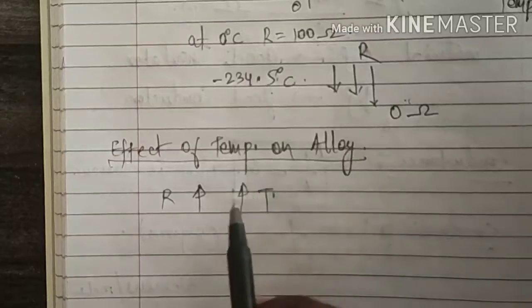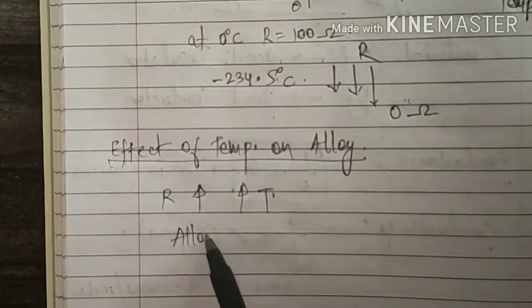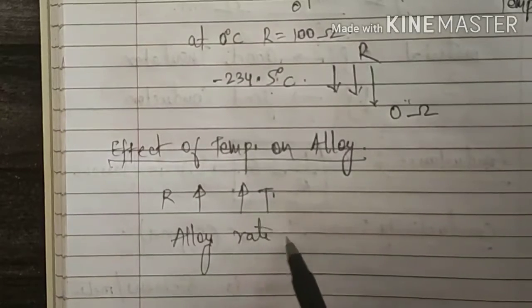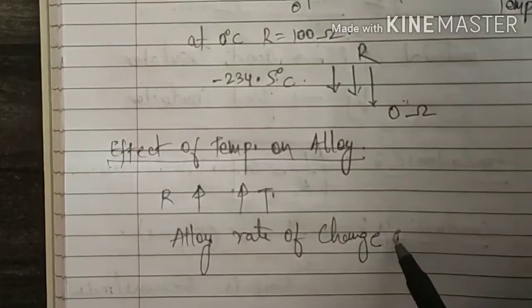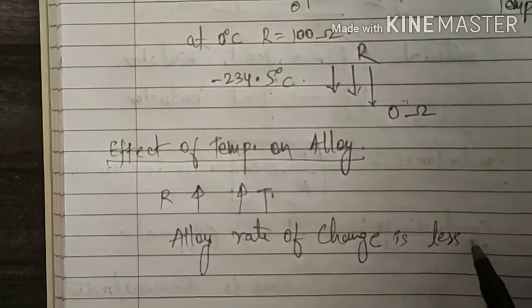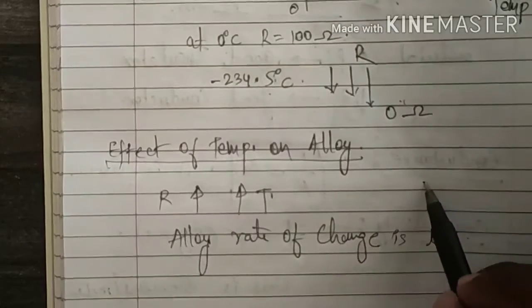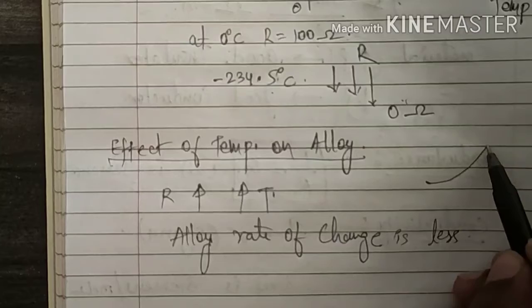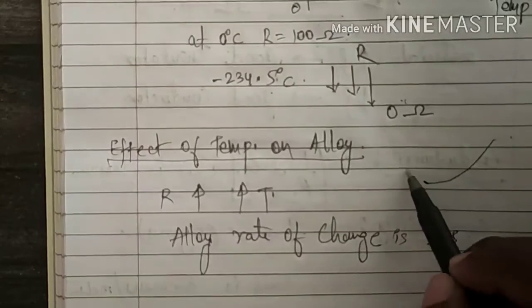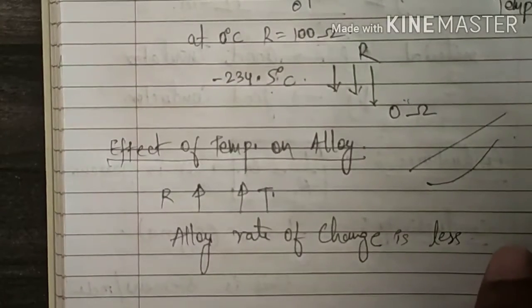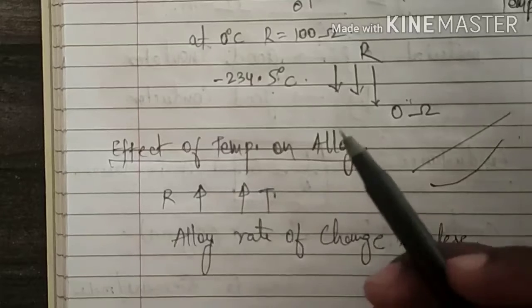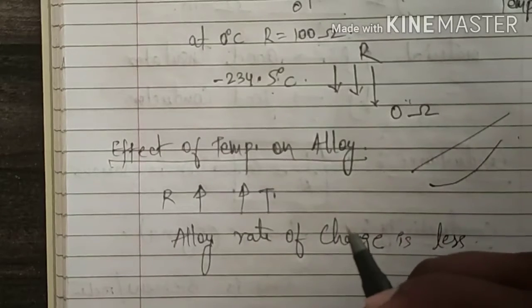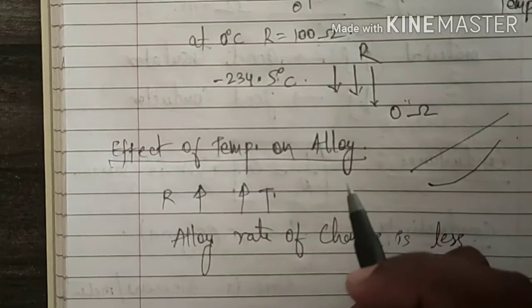In case of alloy, the rate of change is less. Means it is changing its value slowly, not directly. In some special alloys, the change of resistance with temperature is almost 0. So in some alloys the change in resistance value due to change in temperature is 0.